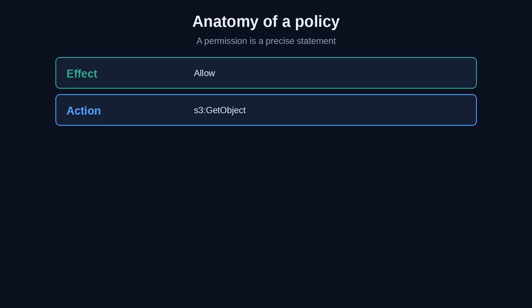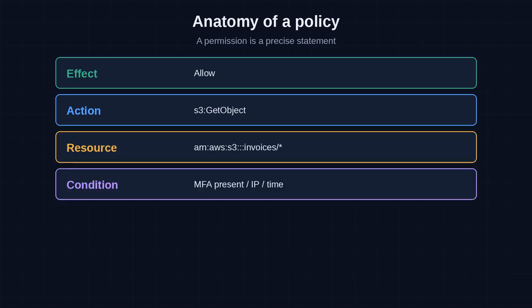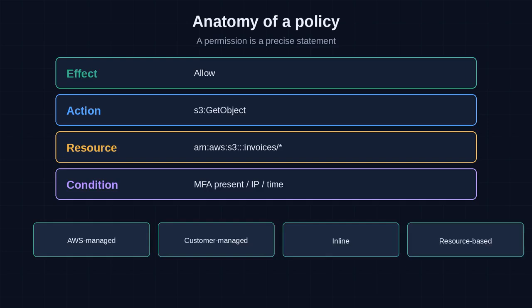First, effect, either allow or deny, that is the verb of the rule. Next, action, the API operation like S3 get object or S3 list bucket. Then resource, which bucket, which object, which database. Optionally, condition, maybe only from a certain IP range, only during business hours, only if MFA was used. Picture a badge that says allow get object on this one invoice prefix and only if MFA is present.